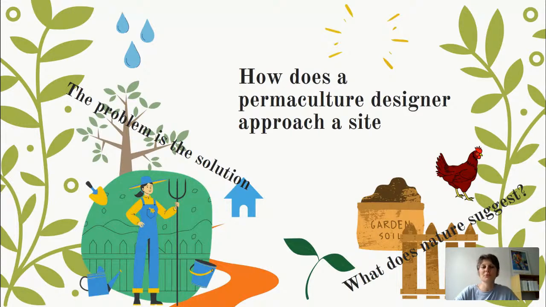But it's about that a permaculture designer looks very carefully at the site and thinks about what does nature suggest? What is the best to have here? What does nature tell us about this site? And then we can plan. Based on what we already have, we can plan something and develop this system on the site.